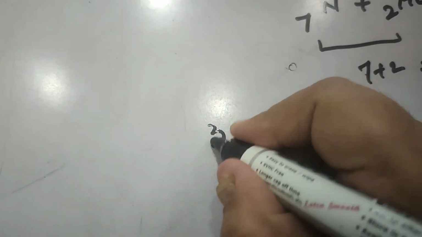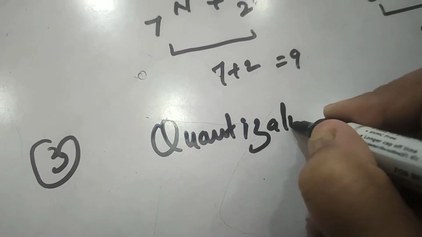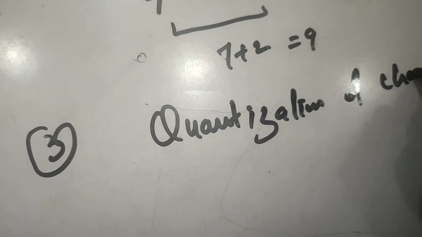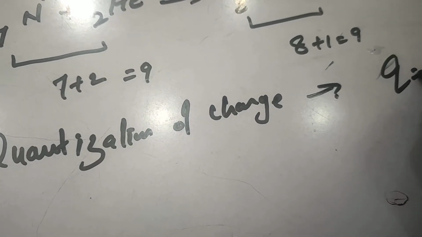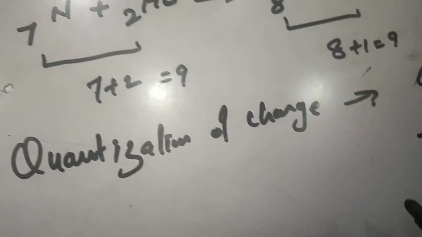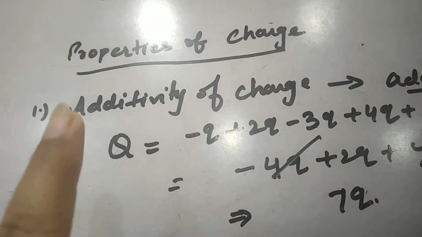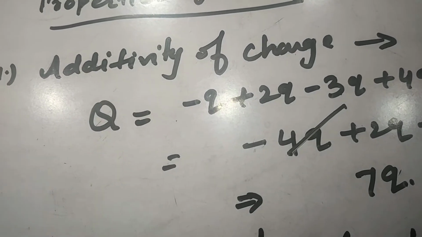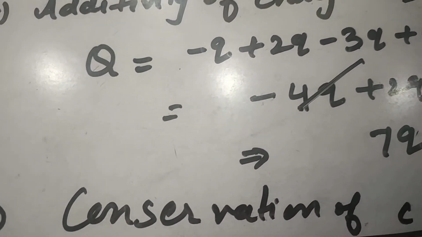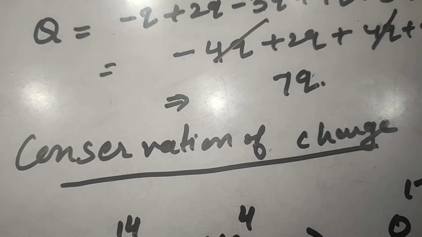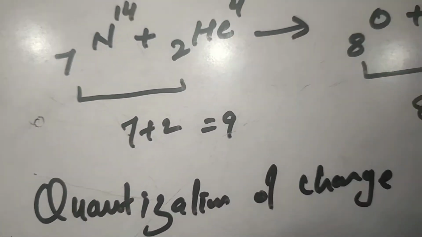And the third property is quantization of charge, which we have already discussed, which is Q is equal to n e. So these are the basic properties which we need to know. First, additivity of charge: charge can be added irrespective of its sign, meaning the sign needs to be considered. Second is conservation of charge, which means the charge can neither be created nor be destroyed. And the last one is quantization of charge.